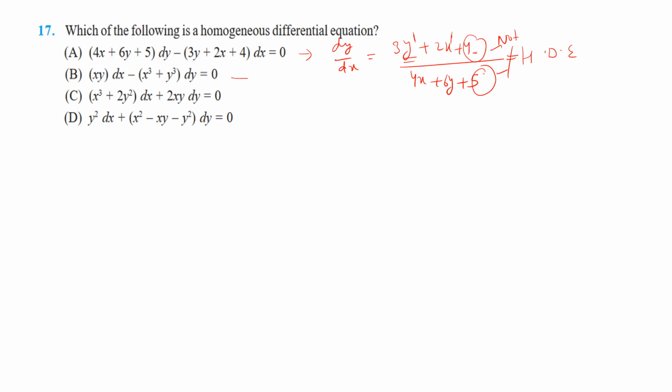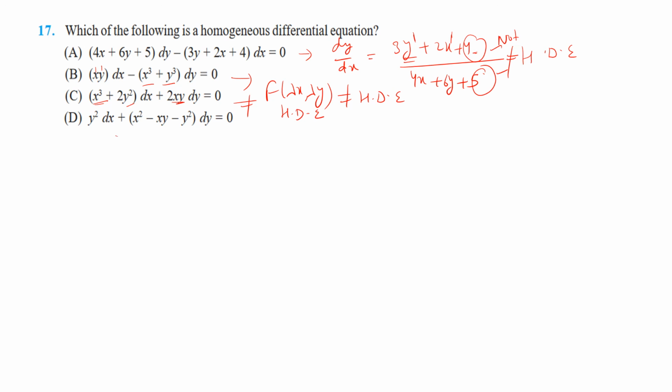Moreover, here also you find that the degree of this term is 2 and this term is 3, so the degree is not the same throughout, so it is also not a homogeneous differential equation. When you apply lambda x, lambda y, it will not give you lambda raised to power 0 times f of x, y, or anything else. Again for part C, it is x cube, so the degree is 3, here it is 2, here it is again 2, so it is also not a homogeneous differential equation. This one is also not a homogeneous differential equation.